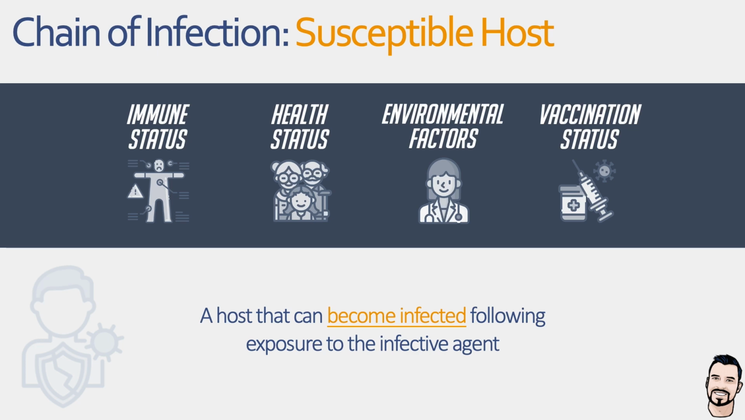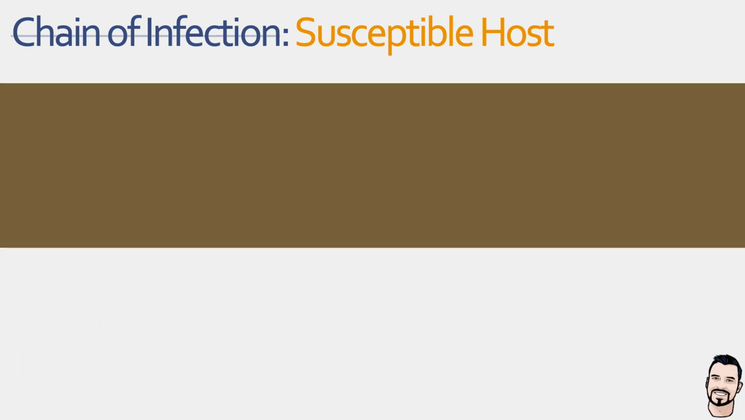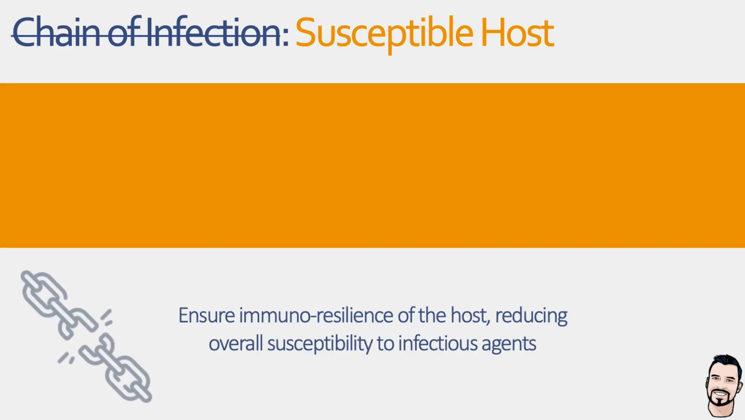Understanding host susceptibility is essential, not only for managing individual risk, but for designing effective public health and infection control strategies that break the chain of infection at its final link. And so for one final time, how can we break the chain of infection? Well, at this stage, it's all about reducing the likelihood that exposure leads to infection or disease, and so improving health status is a key way to break the chain at this stage.